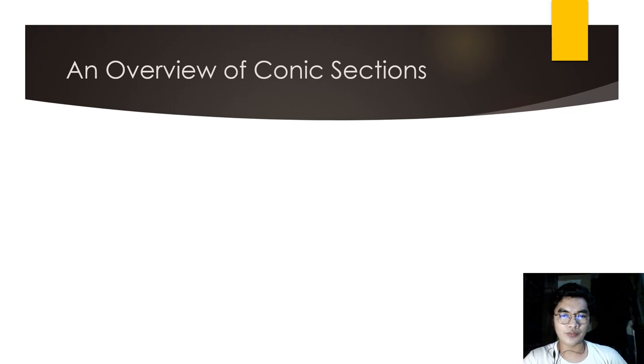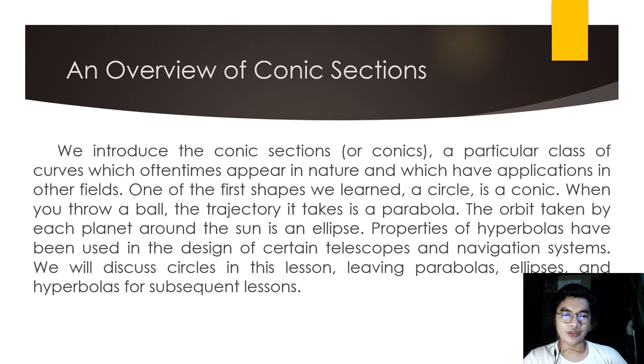Overview of conic sections. We introduce conic sections, or conics, a particular class of curves which oftentimes appear in nature and which have applications in other fields. One of the first shapes we learn is the circle. A circle is a conic. Examples of this are a ball, the sun, the planets, the moon, and even a Ferris wheel. So there are a lot of examples of circles.